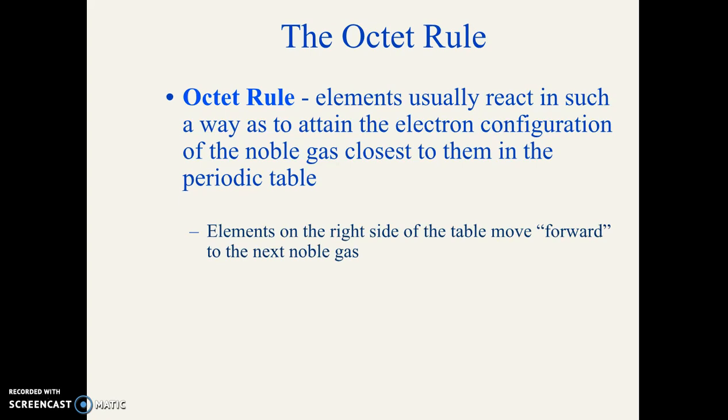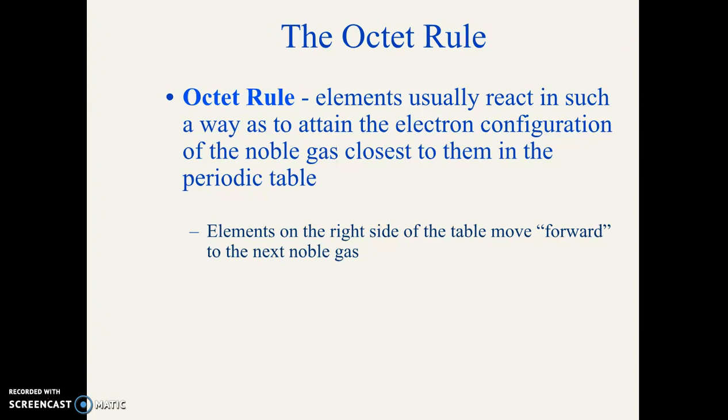So the octet rule: elements usually react in such a way as to attain the electron configuration of the noble gas closest to them in the periodic table. They want to be like a noble gas. Everything wants to be full. All noble gases have their full outermost s and p. So they have 2 of the s electrons and 6 of the p electrons in their row.